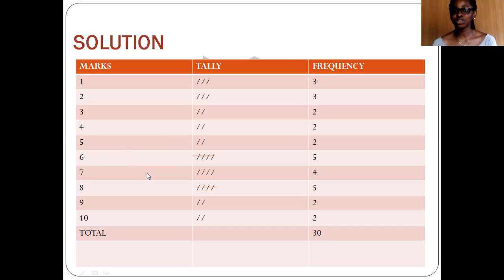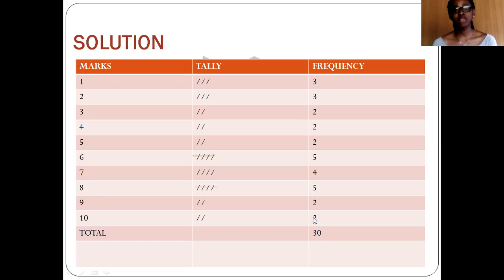7, 4 students scored 7 marks. 8, 5 students scored 8 marks. 9, 2 students scored 9 marks. 10, 2 students scored 10 marks. So the total of students that took part in that test is 30 students that wrote the test, and these are their scores.